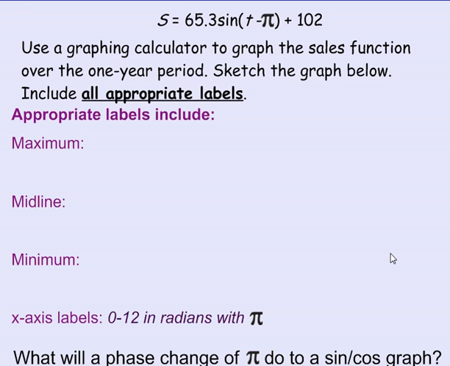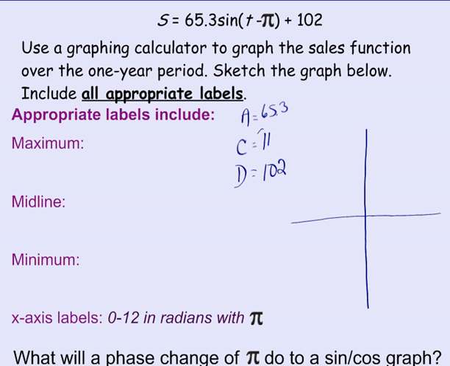Do we know what our midline is? We know that our midline comes from our D value. So let's look at what our D value is. Our D value is actually 102. Our A value is 65.3. And our C value is opposite of what we see, so it's a positive pi.